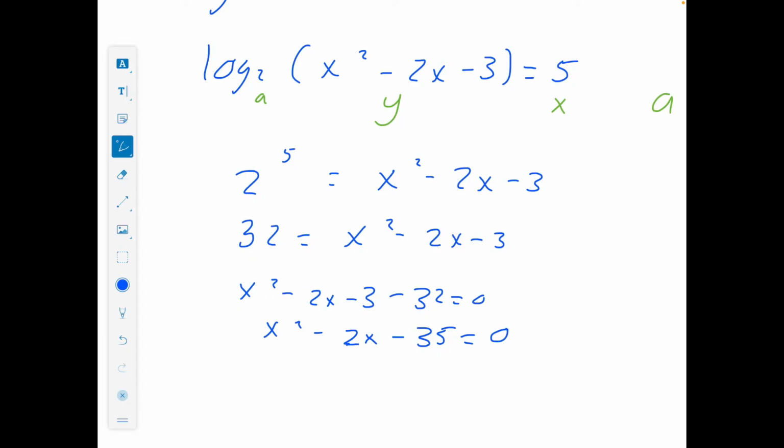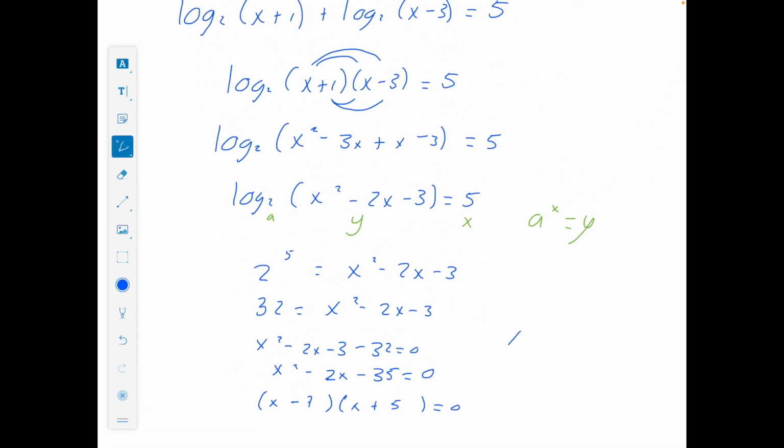You have two options when you get this far. You can either use the minus b formula or you can factorize it. I'm going to factorize this one, but if you find that difficult, just go off and use your minus b formula. So we'll have two brackets, x and x. We need factors of minus 35 that will add to give me minus 2. That will be minus 7 and plus 5.